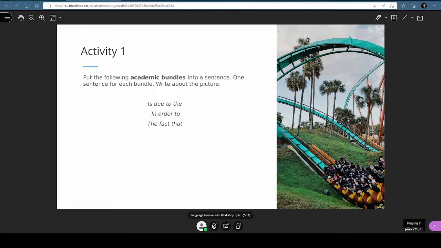So our first activity for today is we have a picture. All right, everyone. So what I'd like you to do is come up with a sentence that uses one of these bundles. There are obviously millions of academic bundles, I do apologise, so I have today selected just 3 for you to work with.